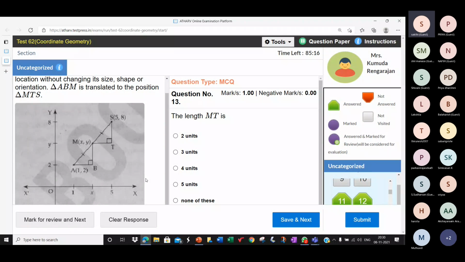Ma'am, x for M is equal to 3, so on the x-axis M is 3, ma'am, and T is at 5. So the distance between 5 and 3 is 2, ma'am. Correct. I think that's the simplest way of finding it without using any formula. We need to find the distance MT. You can cross-check using the distance formula.